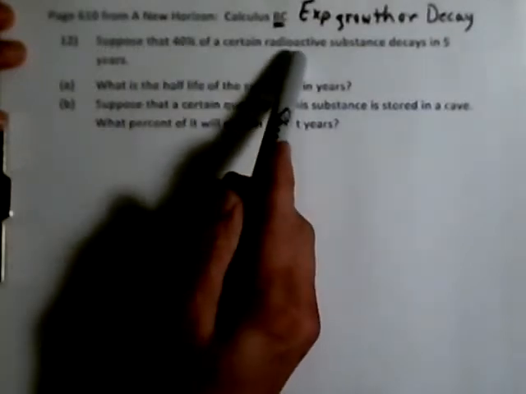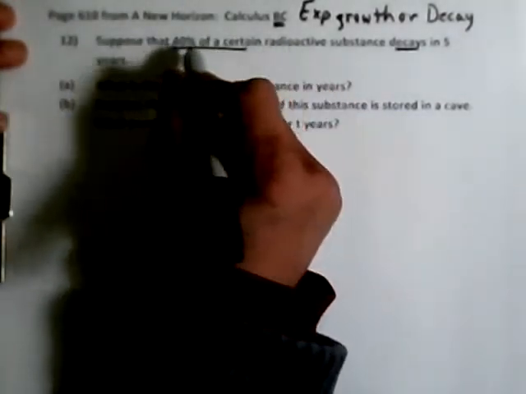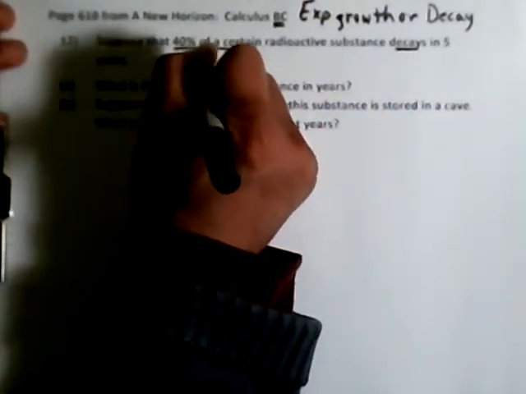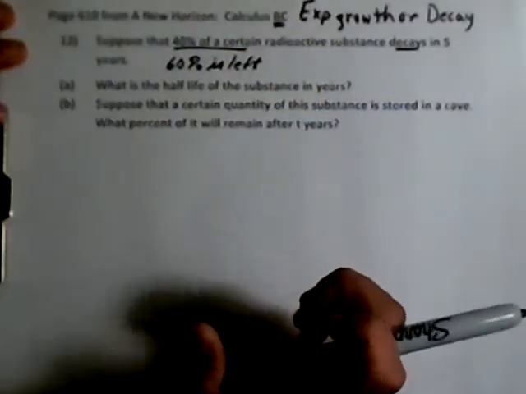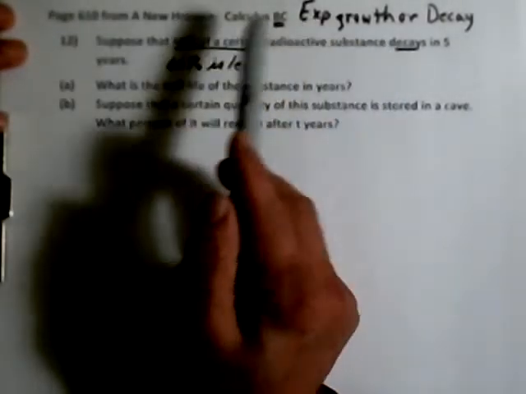The question posed to me is, suppose that 40% of a certain radioactive substance decays in 5 years. I made the assumption that it's not 40% that's left. It's 40% that decayed. That means 60% is left. That was the first mistake I made. So make sure if it says the substance decays, that means since 40% decayed, 60% is left.